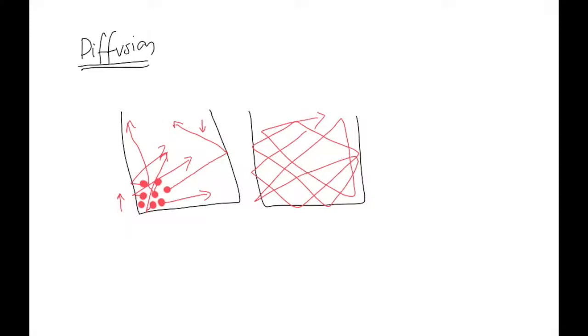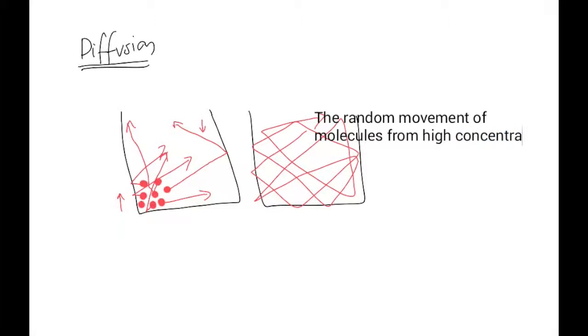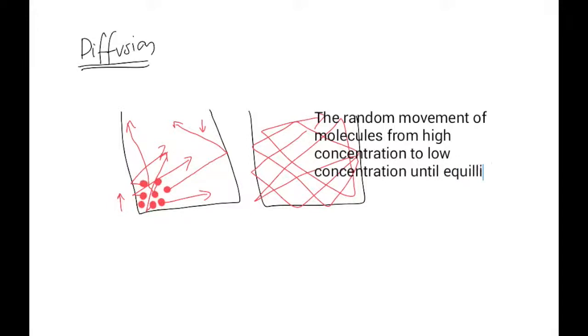So we write the definition for this as: the random movement of molecules from high concentration to low concentration until equilibrium is reached.